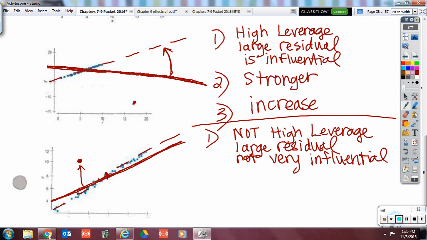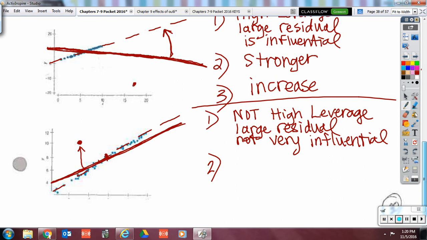Not very influential. All right, question 2. Removing this point, does it strengthen the correlation or weaken the linear correlation? This point itself does what to the correlation?